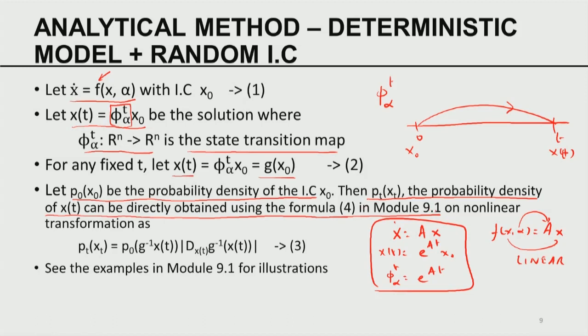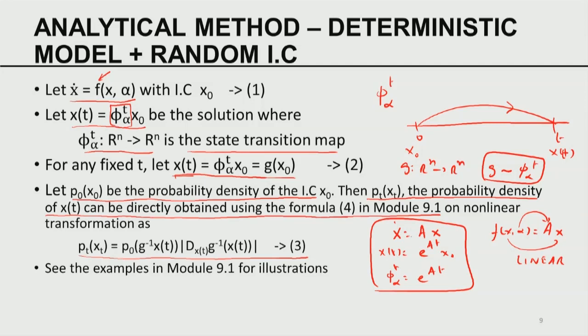9.1, but the formula that is referred to is given by relation 3 here. What is that? We have already said that x of t is a function of the initial condition. I can think of x of t to be g of x naught. So, g is a mapping from R n to R n, and g is related to phi of alpha of t.